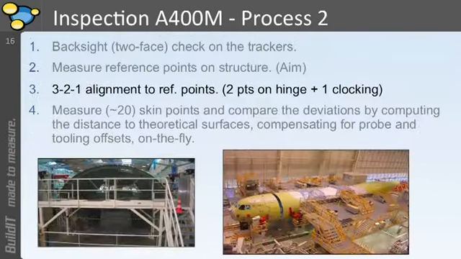Now, in the second process of the A400M, it's essentially the same set of commands that we would use in the process, with one difference: the alignment, instead of being just a simple best fit to a set of four or five reference points, we would perform an actual 3-2-1 alignment using reference points, so using the hinge line in the front of the fuselage. So the alignment method would be slightly different in this case, but the rest of the process is fairly similar for that second process on the A400M.